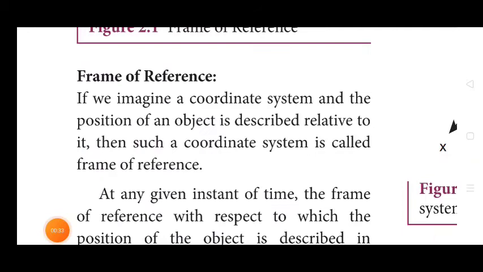Frame of reference. If we imagine a coordinate system and the position of an object is described relative to it, such a coordinate system is called a frame of reference. To find out the position of a body, we have to follow some reference, for example, coordinates x-axis, y-axis, z-axis. With the help of it, we can find the position of the body. That's called frame of reference.